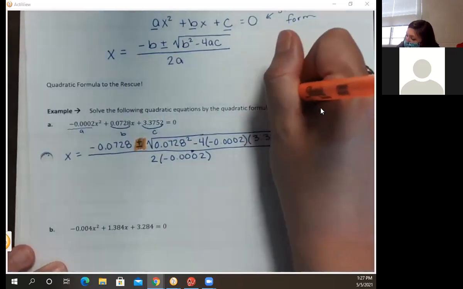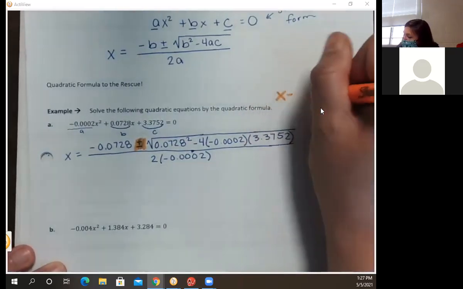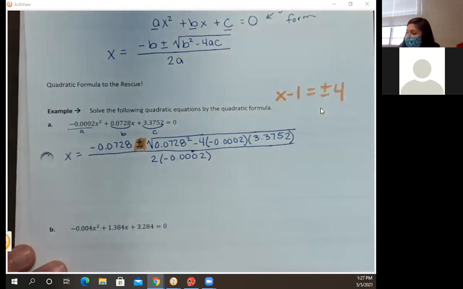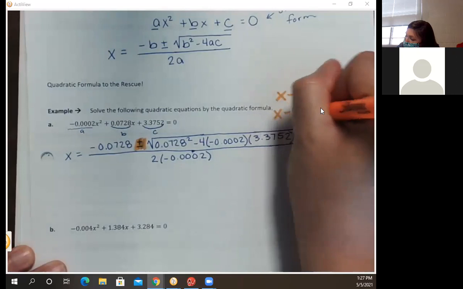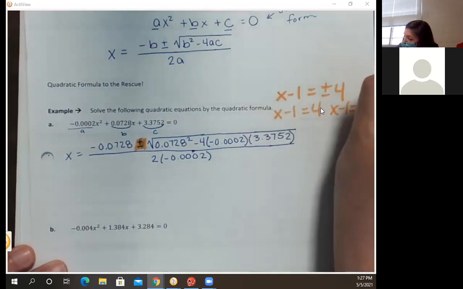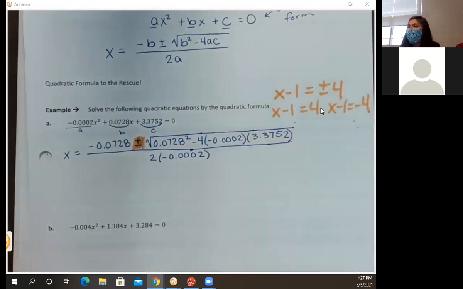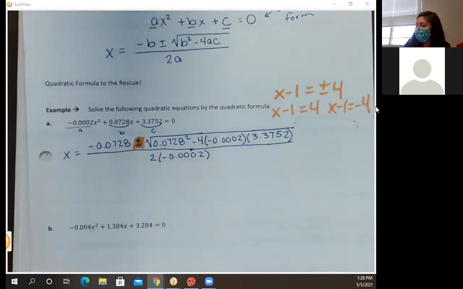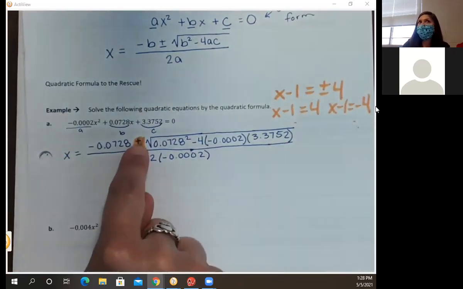It's just like when we had solving by square roots, we got something like this. So we said split it up, so we could get our 2 solutions. We're going to do the same thing here. So I'm going to pull up my calculator and I'm going to type this in with just the plus sign.